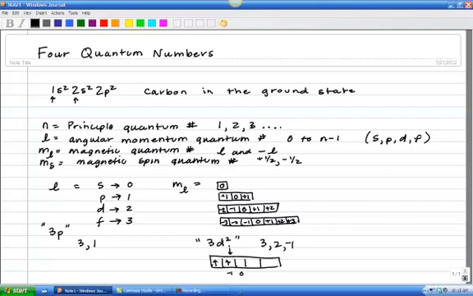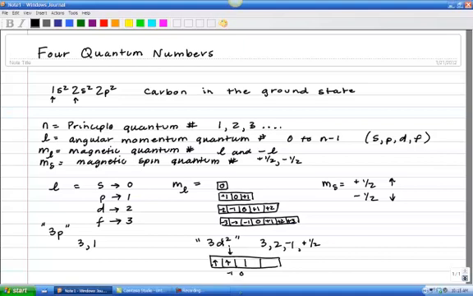So I've decoded it in number fashion, as opposed to saying 3D2, I'm saying 3, 2, negative 1. And then the last, m sub s, that's the easiest one ever, because it's either positive a half or negative a half. Positive 1/2 means the upward arrow, negative a half is the down arrow. So in the previous box, it's not only 3, 2, -1, it is positive 1/2.